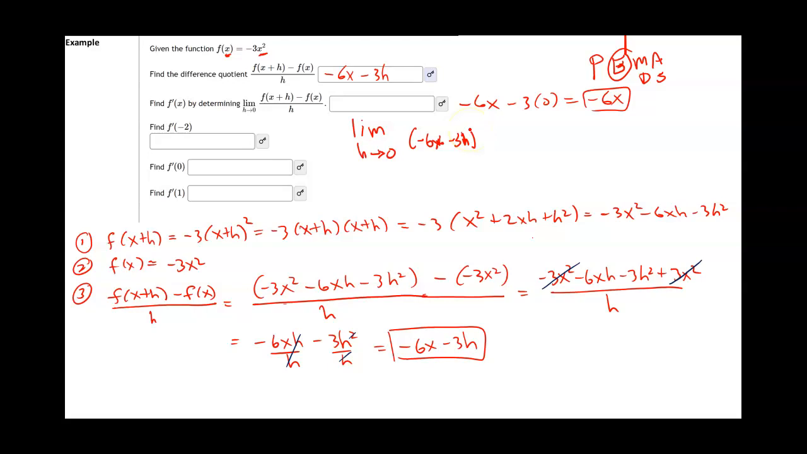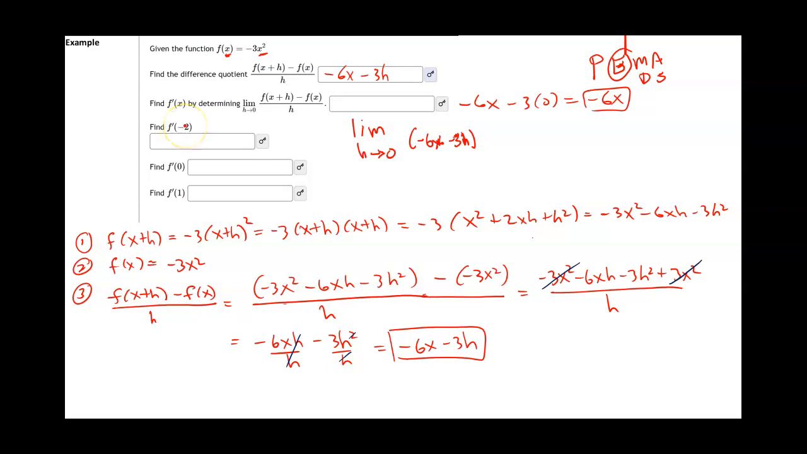Right? And remember that the first step to finding a limit is just do direct substitution. If that doesn't work, we can try other stuff, but just do direct substitution. So if I replace the h with a 0, I get negative 6x. That means the derivative of f of x, which means the slope at any given point, is given by negative 6x. So that's equal to f prime of x.